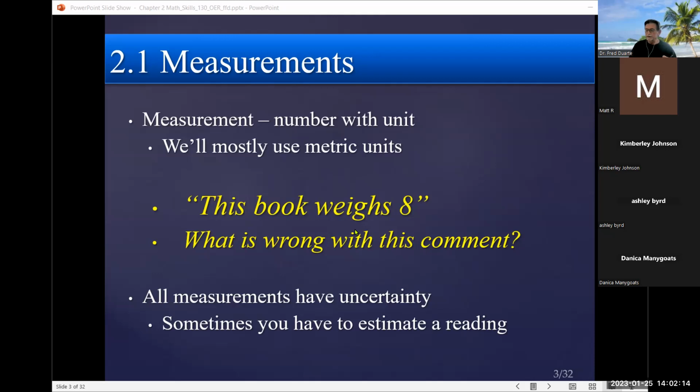Does that make sense? Okay. Yes, I know the calculator spits out 10,000 numbers. That doesn't mean that it makes it accurate, because what drives the accuracy is the measurement that you utilize. Everything that you use to measure anything has a degree of uncertainty, okay?